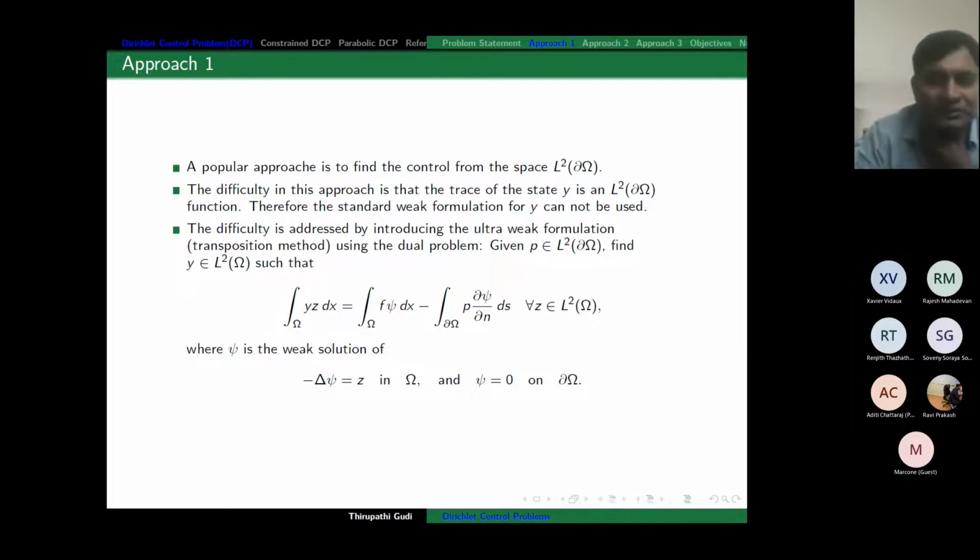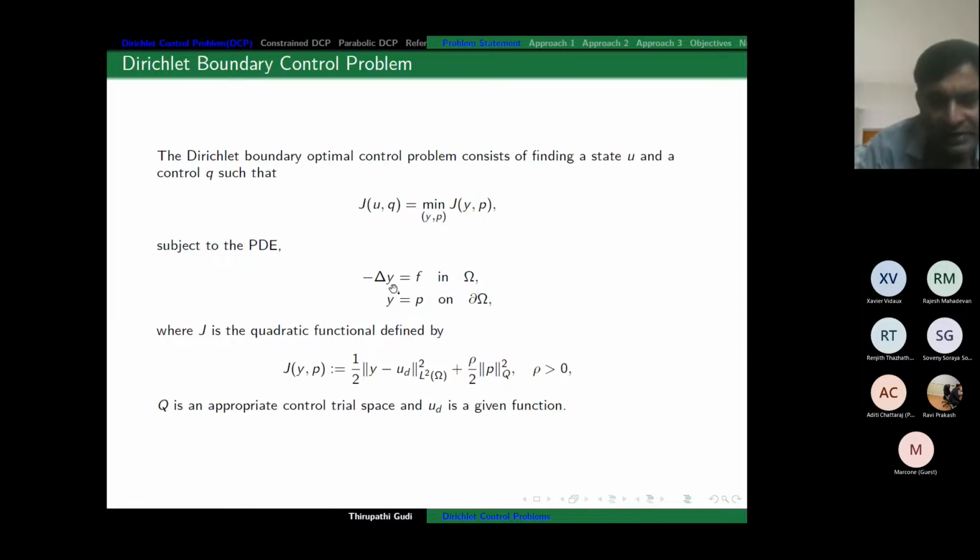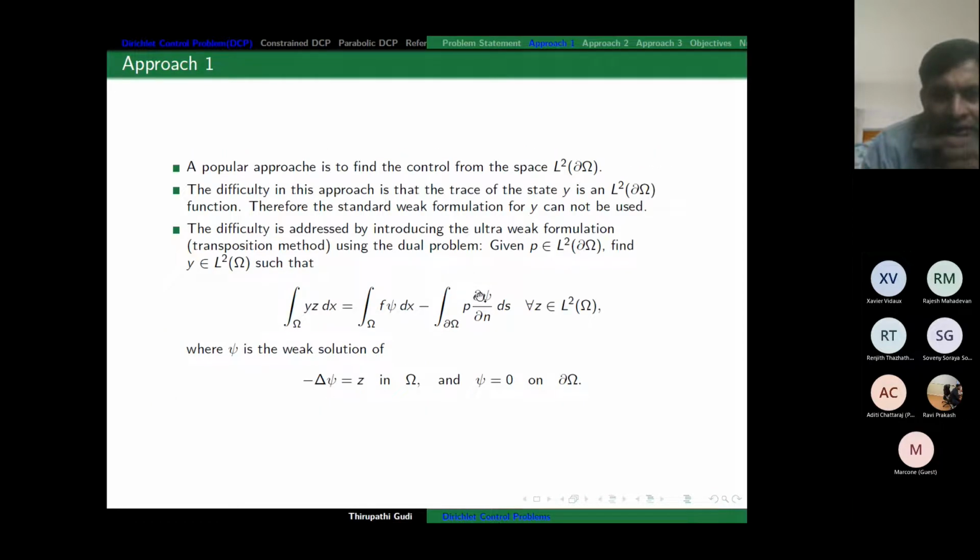So that cannot be used, but one can still go further to weak formulations. The standard formulation is that you multiply this equation with v on both sides and integrate over omega and apply integration by parts. So that will be gradient of y times gradient of v, the test function. But that formulation is not suitable, because if y is in H1, the trace should be in H^(1/2), but the trace is only, we are assuming, in L2.